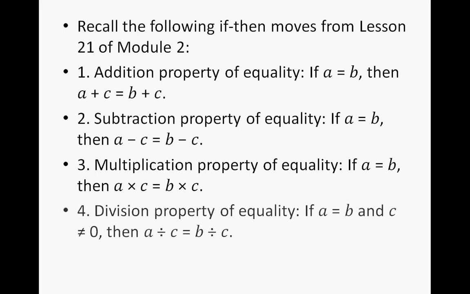And the last one, division property of equality. If A equals B and C is not 0, then A divided by C is equal to B divided by C. So go ahead and take a look at the opening exercise, complete it, and then continue the video to check your answers.